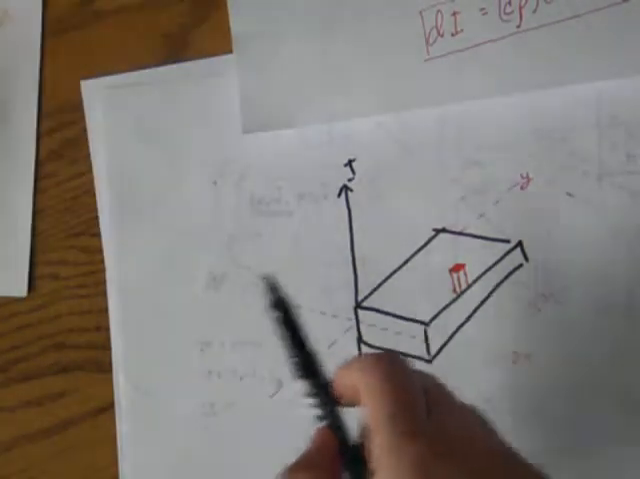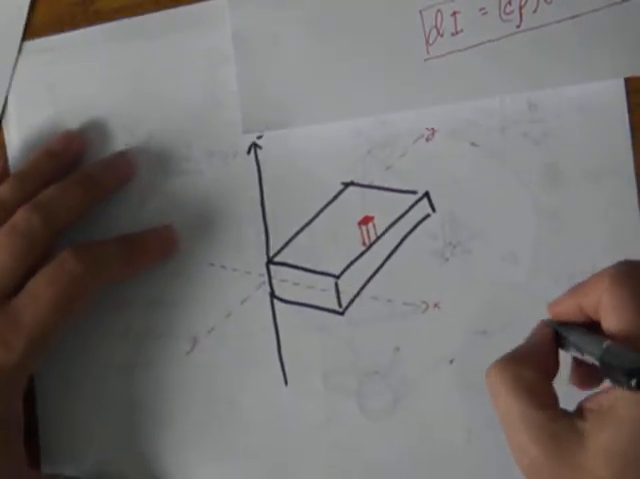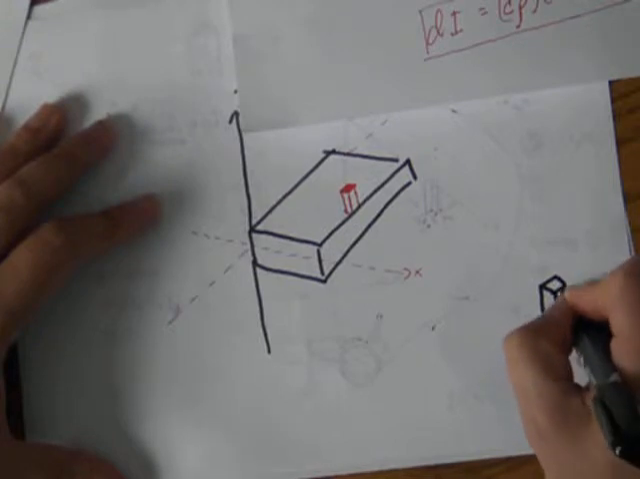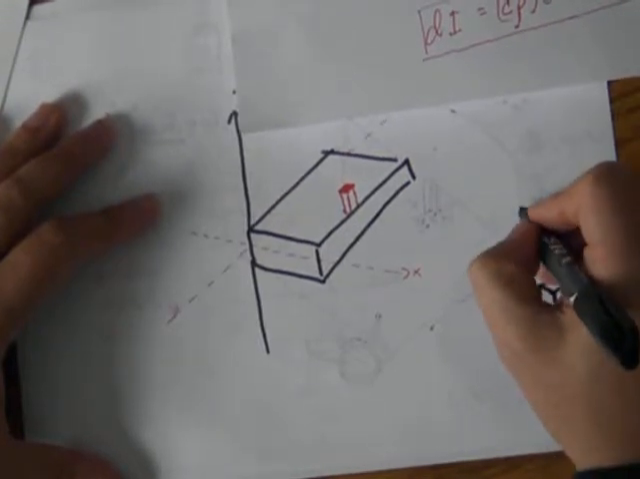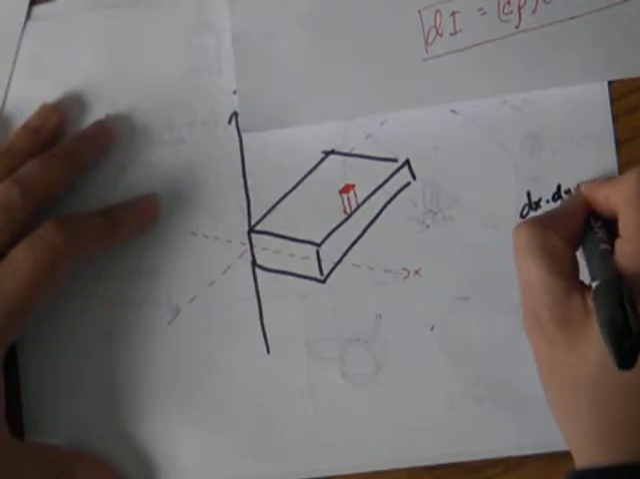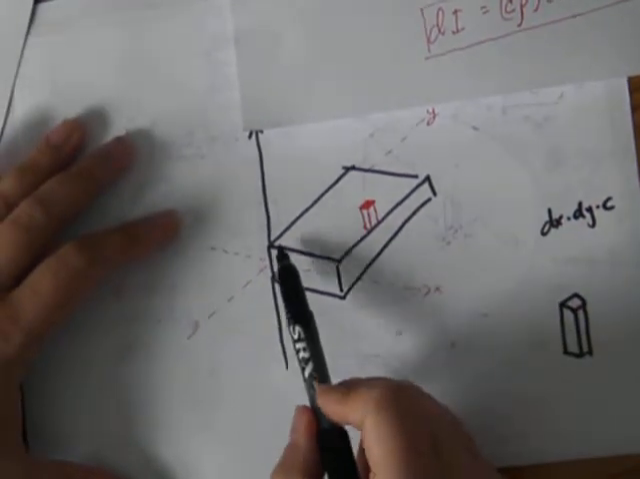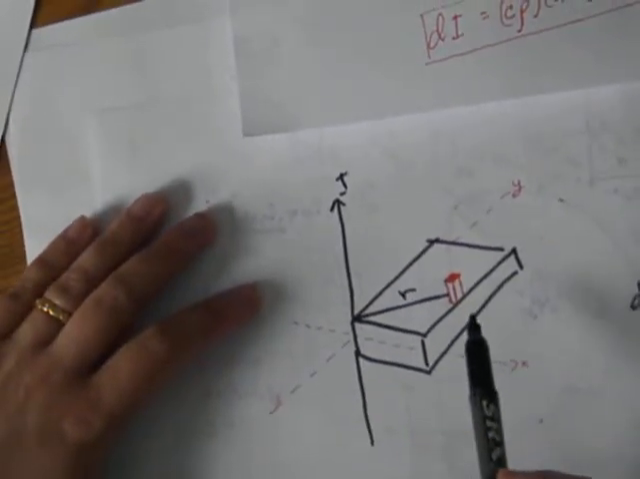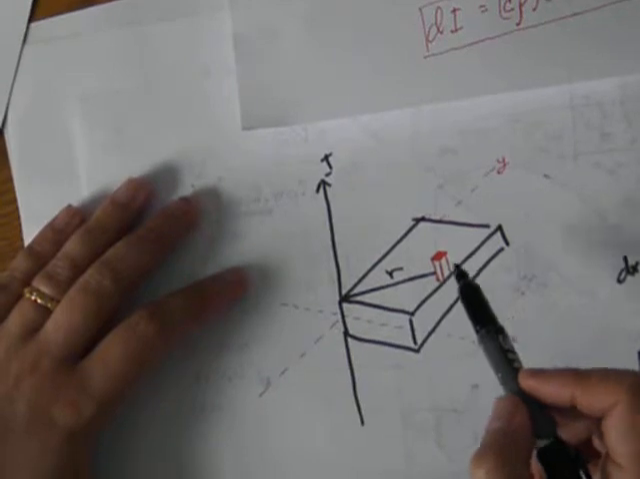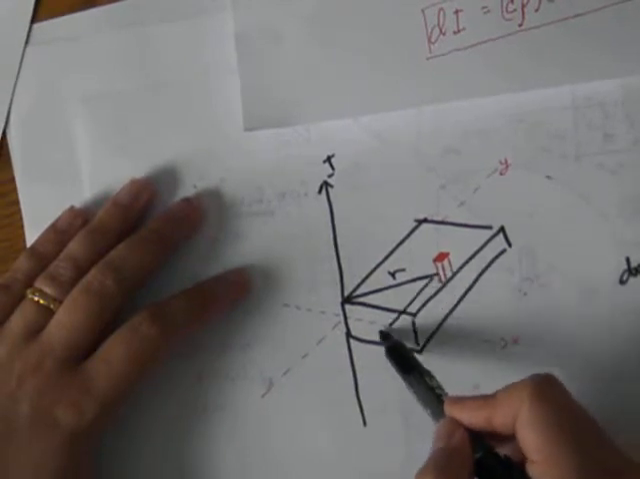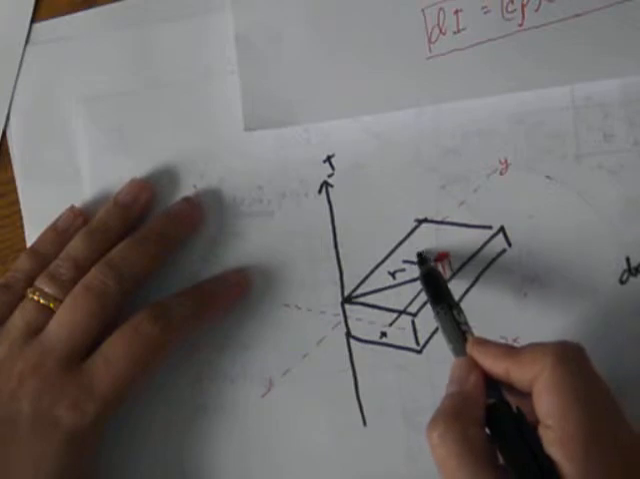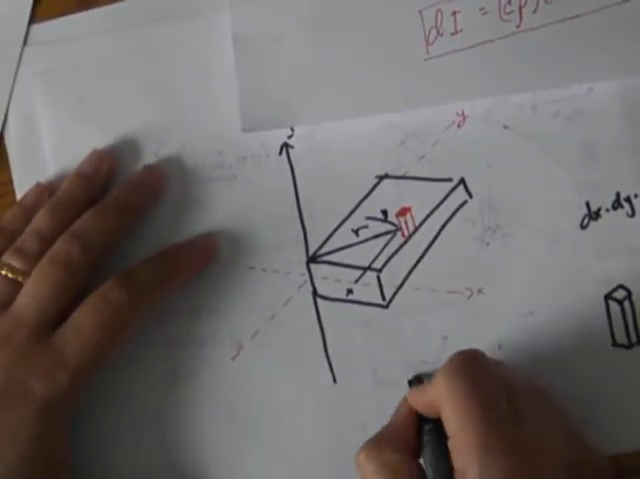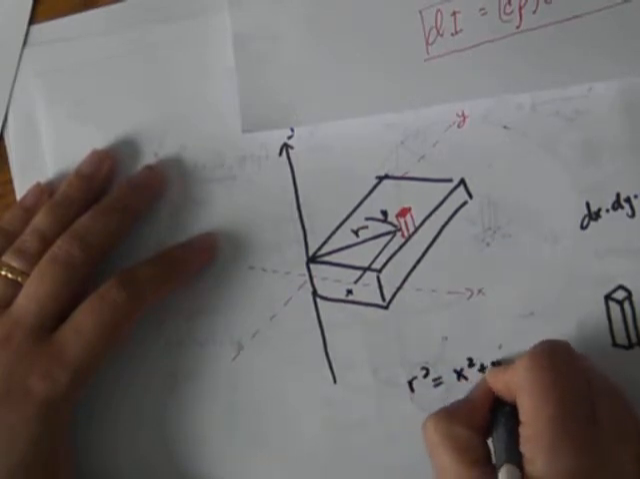And so let's use our magic magnifying glass and just redraw over here in this corner. So here's our small slab dm. Again, its volume is going to be dx times dy times c. And again, its distance, if you can see over here, we're going to call r. And that's still going to be, by the Pythagorean theorem, x squared plus y squared. So r squared will still equal x squared plus y squared.